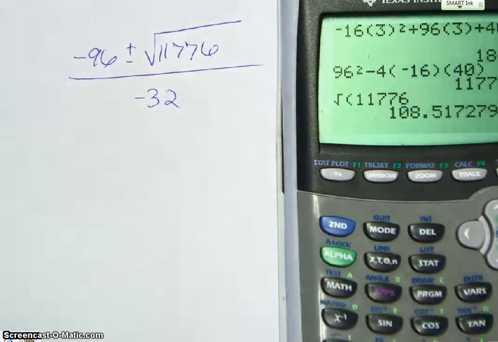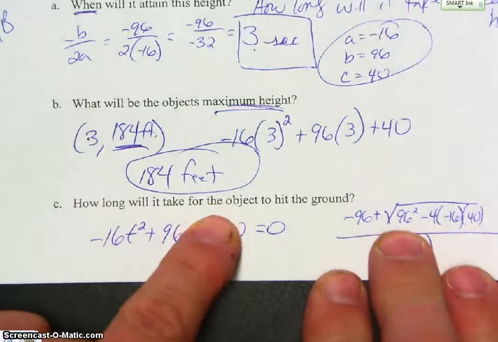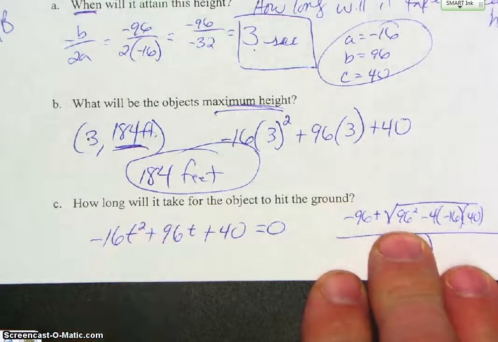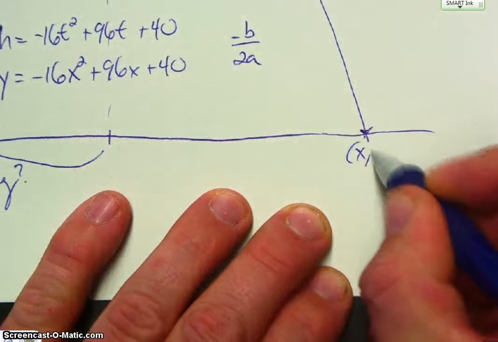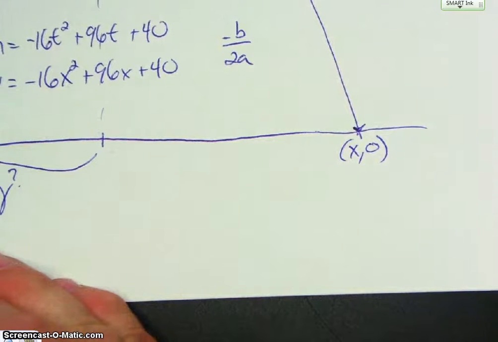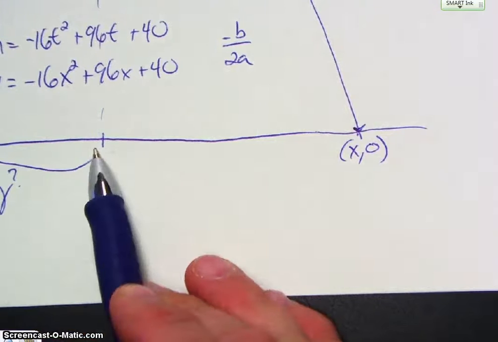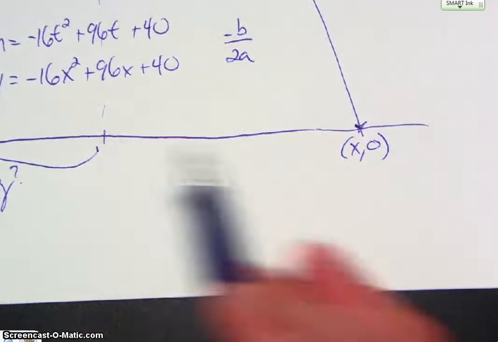Now, it's all right. We don't have to simplify it because if we read the question, how long will it take? I want to know in seconds. How long will it take for my object to hit the ground? In other words, I want to know what this x-coordinate is. We know it takes 3 seconds from here to here. How long will it take from here to here?